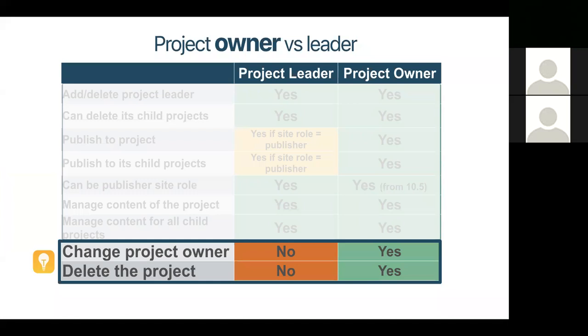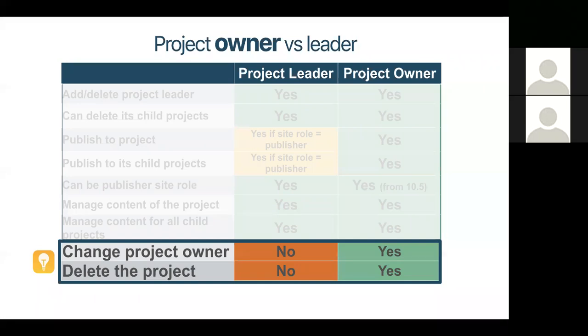Other than that the project owner is an individual, one project can only have one owner. It cannot have more than one owner. We got that? As a project leader, you can have multiple people, or you can have a group. We got that? But other than that, what are the differences between owner versus leader?